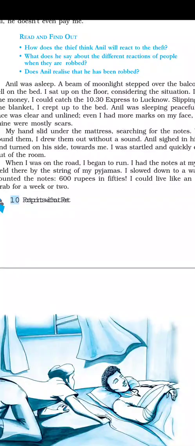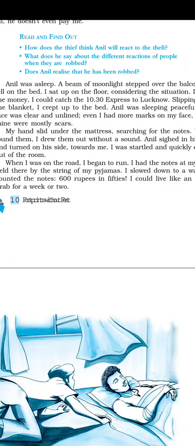Now, from the first question, that read and find out how does the thief think Anil will react to the theft. So from this question we can draw the point that a thief will steal something from Anil, right? So how does the thief think Anil will react? Okay, so when Anil will see that the boy actually has stolen something from him, how will he react? Very important question that we will see here in this text.